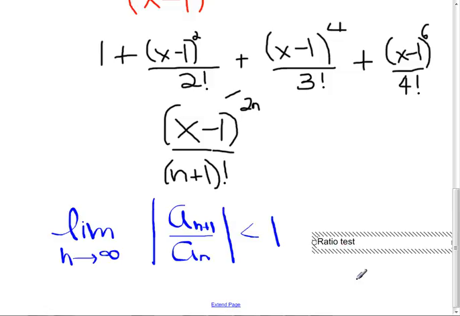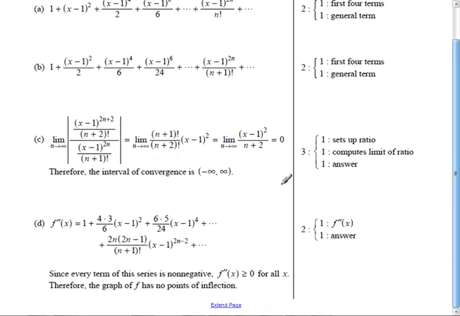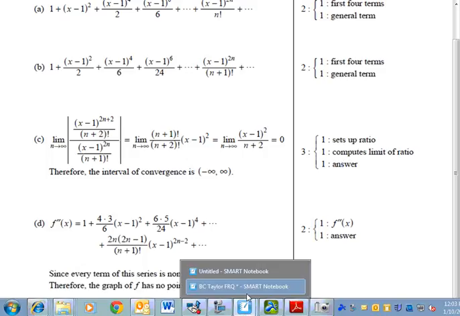Let's see how they pointed this. Look at all the points. 3 points for setting up the ratio, even if it's wrong. 1 point for computing the limit. And then because it does have an infinite interval of convergence, you don't have to test any points. So it's 1 point more for the answer. That wasn't bad. What's bad? You guys should know the ratio test. You love the ratio test. No, you do love it. I know you do.